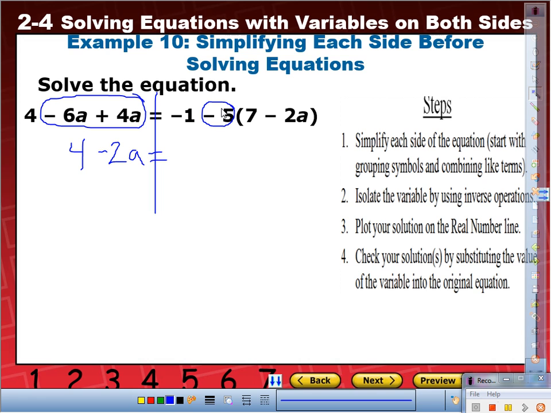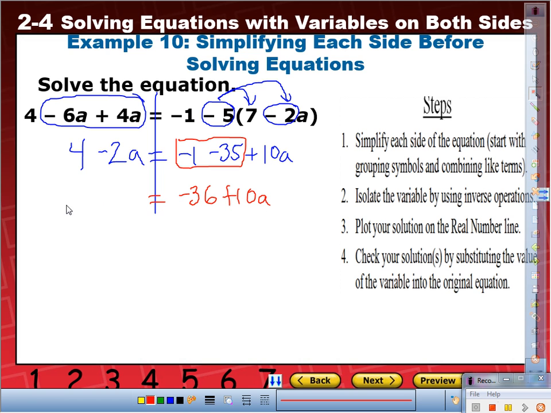Remember what I said? From this point forward, when it has a negative, circle it together with the number. Okay, let's distribute. Negative 5 times 7, that's negative 35. Negative 5 times negative 2, that's what? Positive 10a. Bring down the negative 1. Can I simplify this side anymore? Yeah, combine like terms, is that correct? So therefore, negative 1 and negative 35 becomes negative 36. Bring down the plus 10a equals 4 minus 2a.